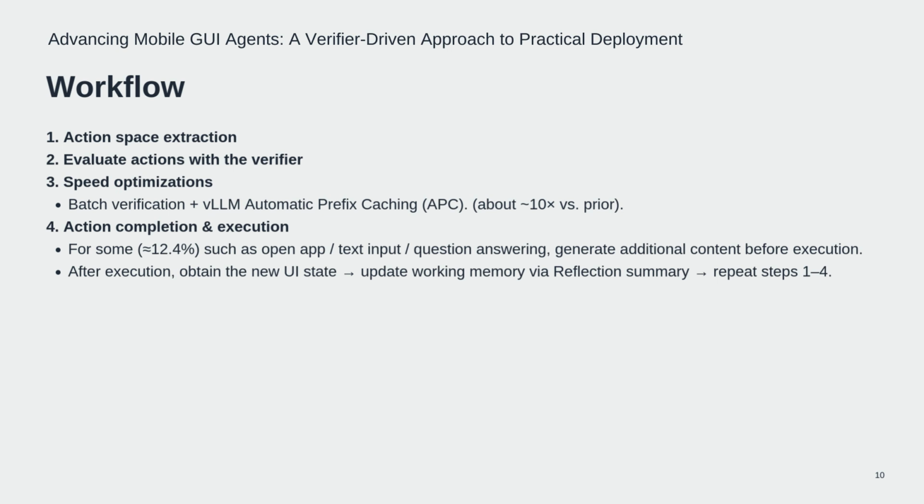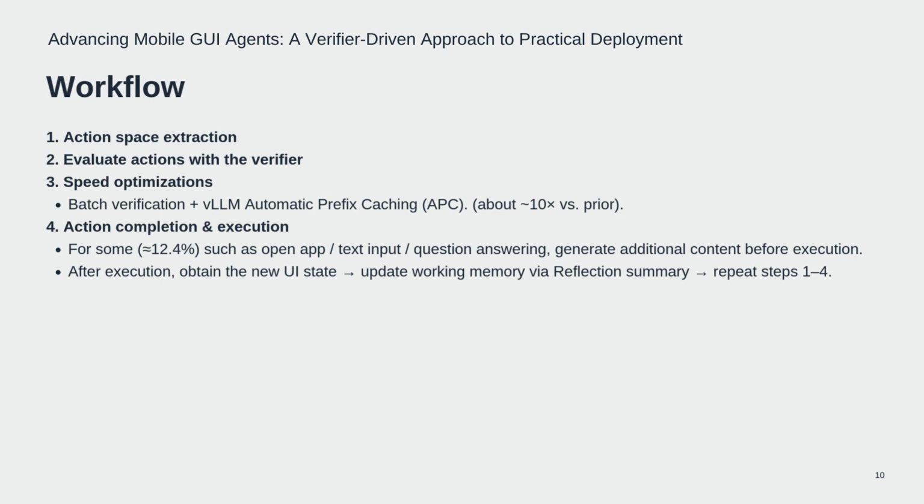For example, if the chosen action is input text into field Y, we need to know what text to input. Or if the action is open app, we need to specify which app. About 12.4% of actions fall into this kind of category. For those, they do allow the model to generate the required contents.